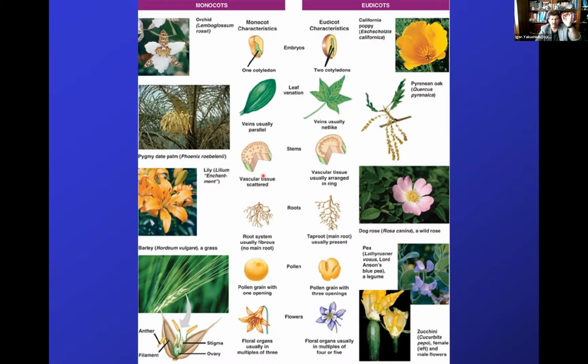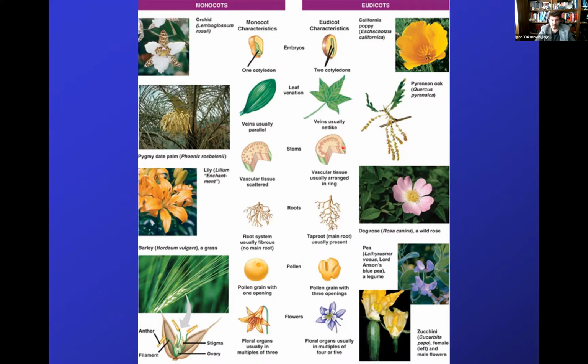Now, vascular bundles. Remember, we're talking about the tissues. There are two types, phloem and xylem, moving materials in different ways. If those vascular bundles are scattered throughout the stem, that's a monocot. If they are arranged in a nice ring, that's a dicot. Today you will see it in the lecture as well. I'll show you the slides, and next week, lab number 9, we'll talk about that. You'll see that as well.